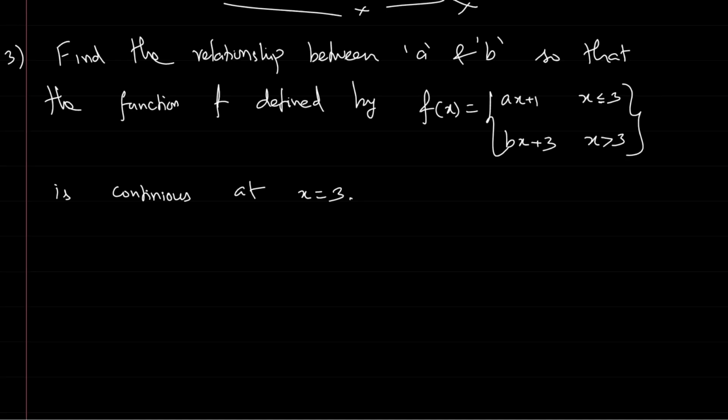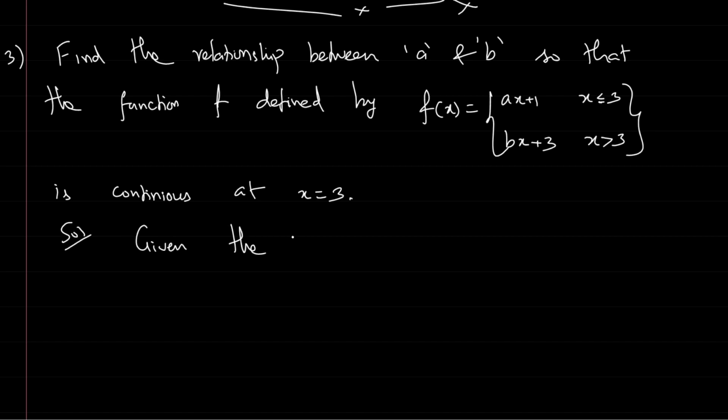Now the next problem: find the relationship between a and b so that the function f defined by f of x is equal to ax plus 1 for x less than or equal to 3, and bx plus 3 for x greater than 3, is continuous at x equal to 3. This is the function.